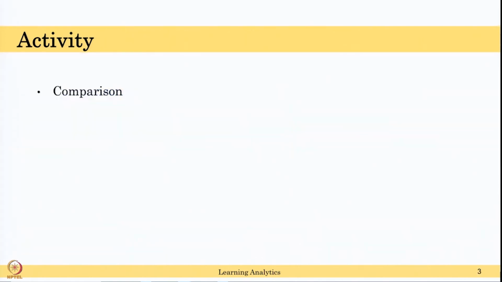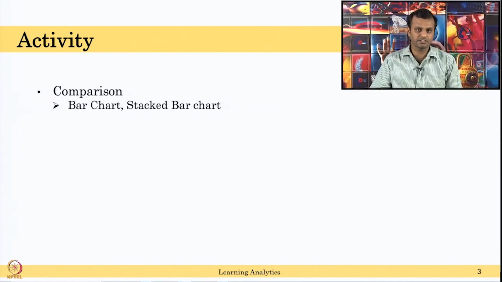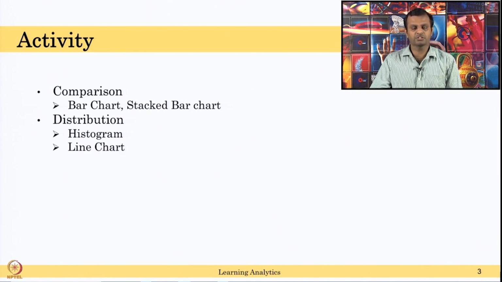For comparison, we know that we can use bar chart or stacked bar chart. We saw that comparing with a bar chart is easy. For distribution, we can use a histogram. Also, you can show distribution using a scatter plot, a histogram is good, or a line chart. You can show the distribution using a line chart and histogram combined, or a box plot.